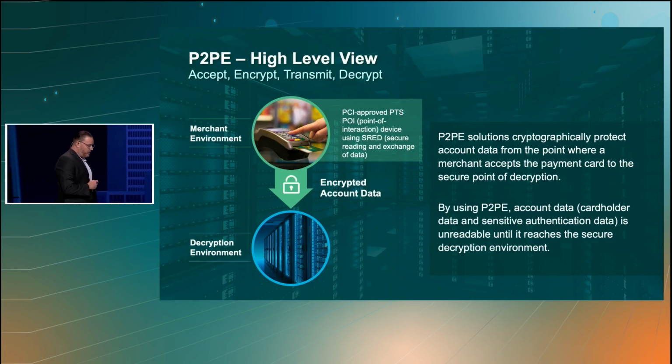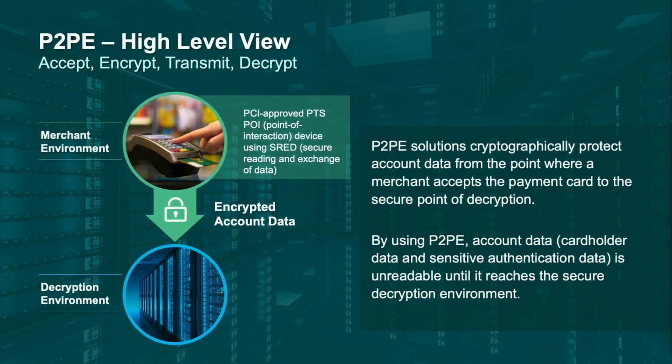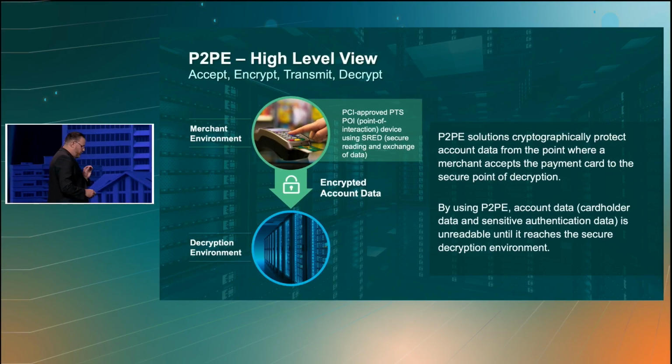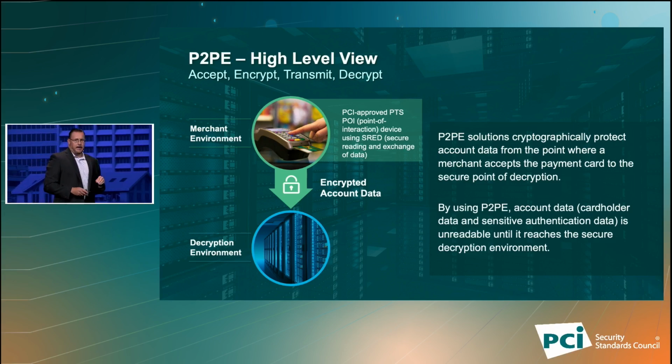I won't belabor this slide because everyone's an expert at this point, but suffice to say this is about the simplest explanation of P2PE. There's obviously a little bit more to it within the standard and program, but essentially it's the use of a PCI-approved POI device, a lot of acronyms there, that accepts the card data, encrypts it, and transmits it so you don't have clear text account data going through that merchant environment, and it goes all the way to a secure backend environment where it's securely decrypted.